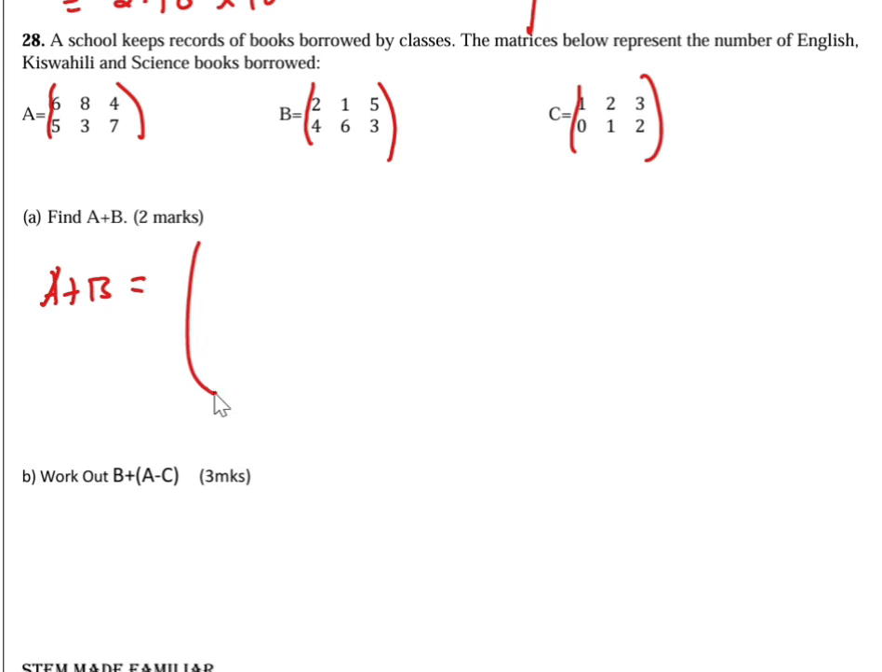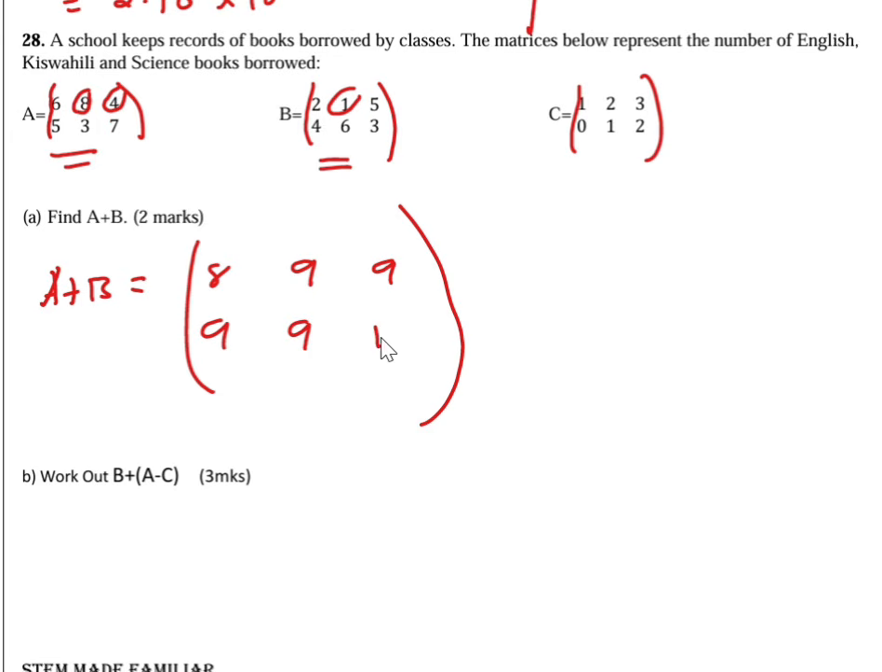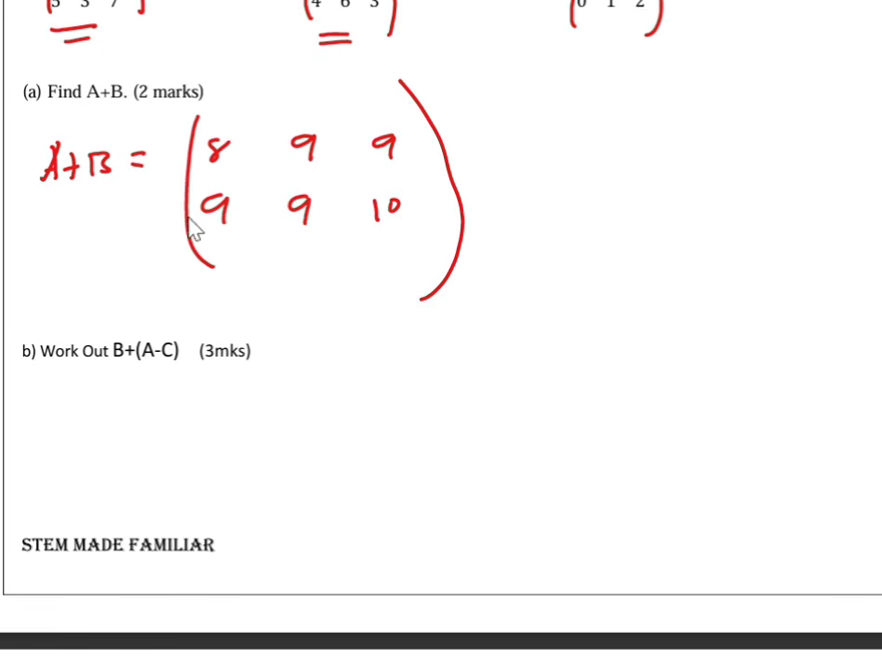So A plus B, una add matrix moja na ingine. So una add the elements. Una add 6 plus 2. What is 6 plus 2? Ni nini? So unajua hiyo it is 8. Andika hapo 8. Then unakuja hapa. 8 plus 1. Nakuja nini? 9. Then unakuja ingine. 4 plus 5. Ngapi? 9. Tushamaliza ya juu, tunaenda ya chini. 5 plus 4, 9. 3 plus 6, 9. 7 plus 3, 10. Therefore, A plus B ni 8, 9, 9, 9, 9, 10. 2 marks. Part B, work out B plus A minus C.